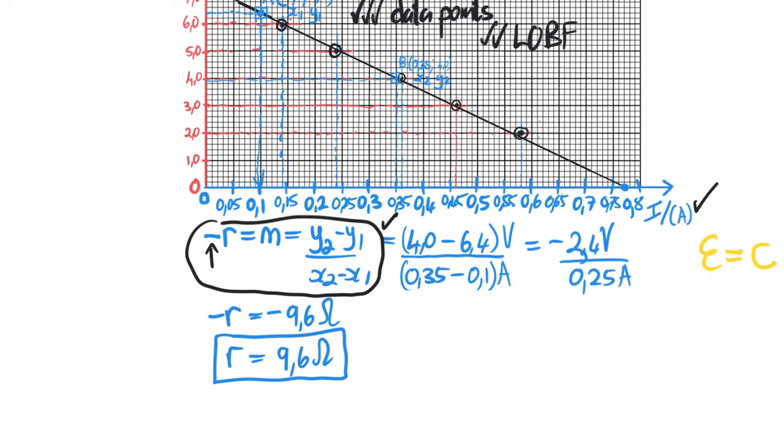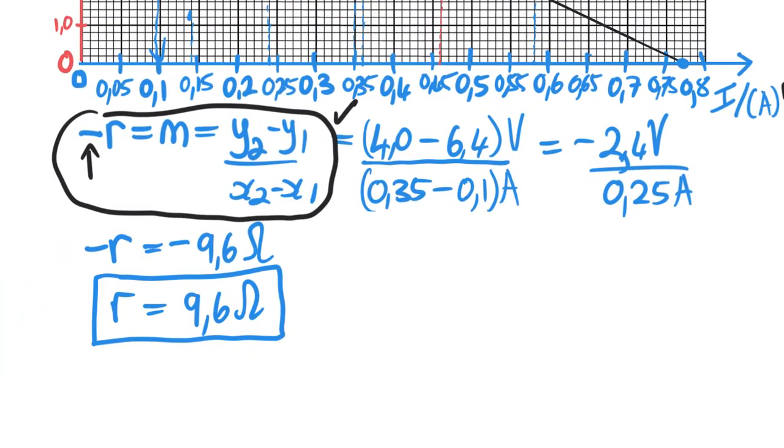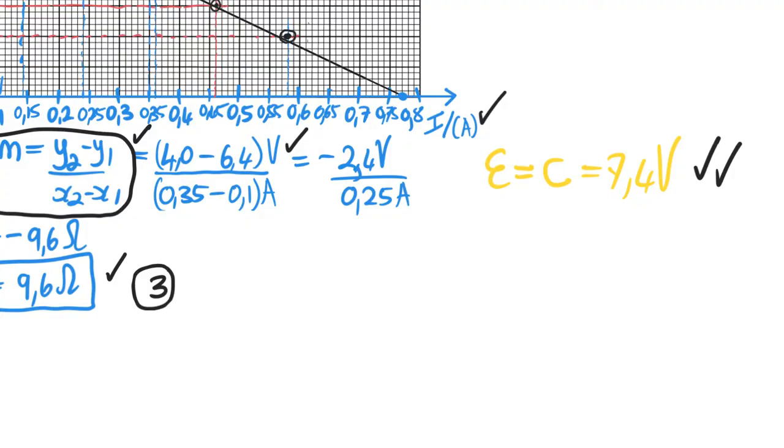There will be a mark for the substitution and a mark for the final answer, where r is equal to 9.6 ohms, and 2 marks for the EMF equaling 7.4 volts.